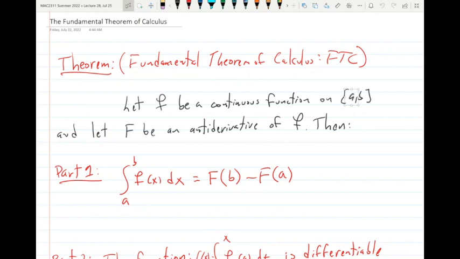And basically it says the following. By the way, it has two parts, okay? The one that's most commonly used is part one, but I'm going to just mention part two. Okay, so part one says the following. Suppose that you have a continuous function on a closed interval, okay? This is just so that we can talk about area, okay? And let F be an antiderivative. What does this mean? What does that mean?